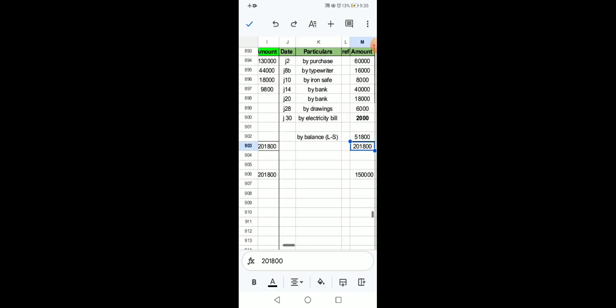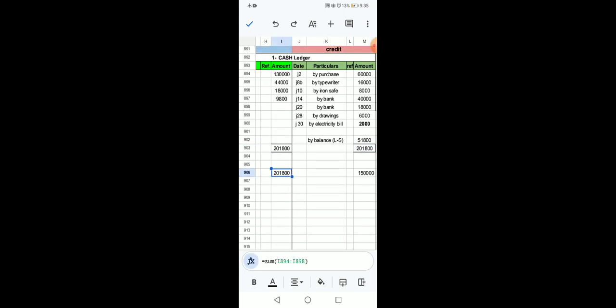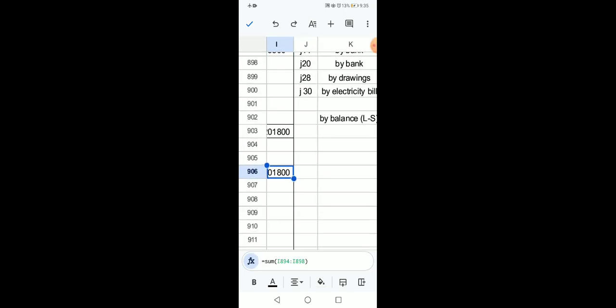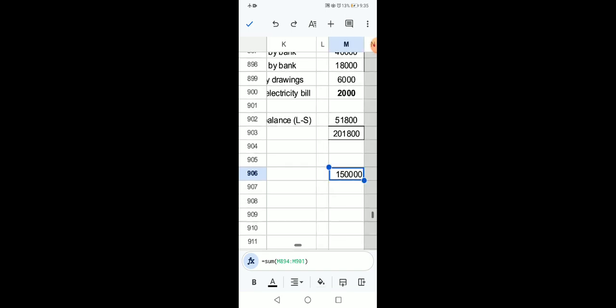In other words, you can understand debit side total is showing total cash received. Credit side total is showing total cash paid. The difference is what? Which we haven't paid, which is still in your hand. This is your initial balance.